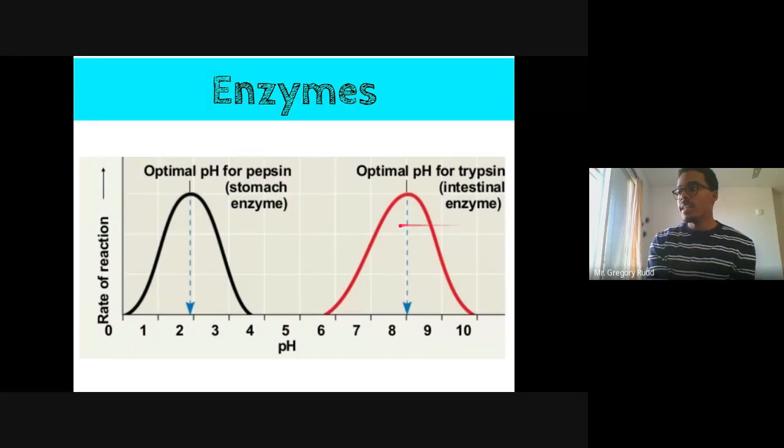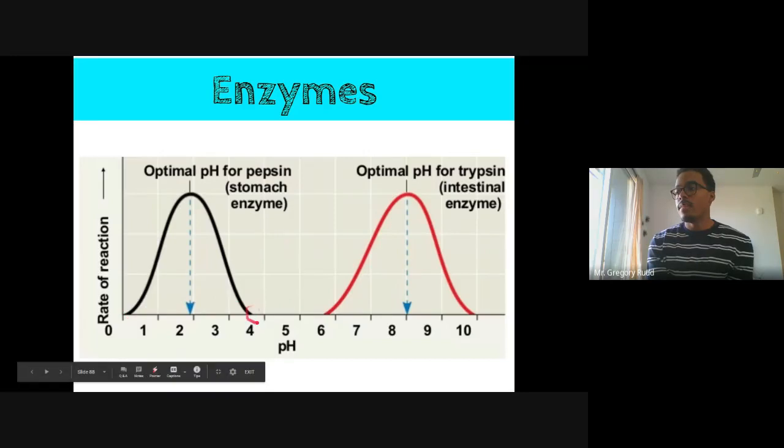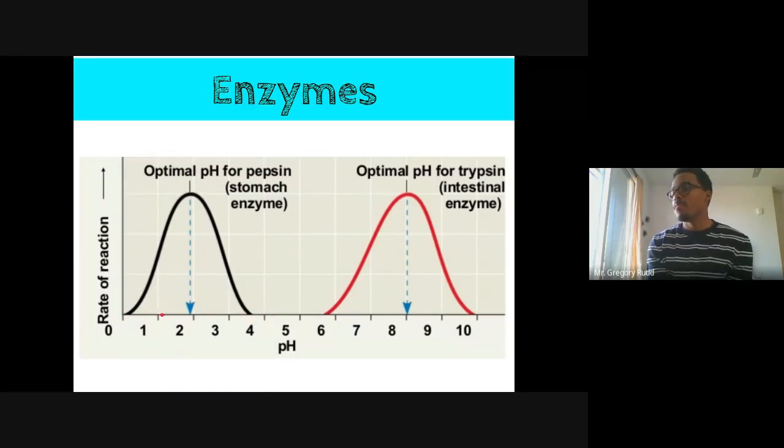Okay, maybe we don't know, but we can see pepsin, which is the black curve here, clearly functions at lower pHs than trypsin does, which is the red curve. Pepsin is functioning between the pH of 1 and about 3.5. Trypsin is functioning between a pH of about 5.5 and 10.